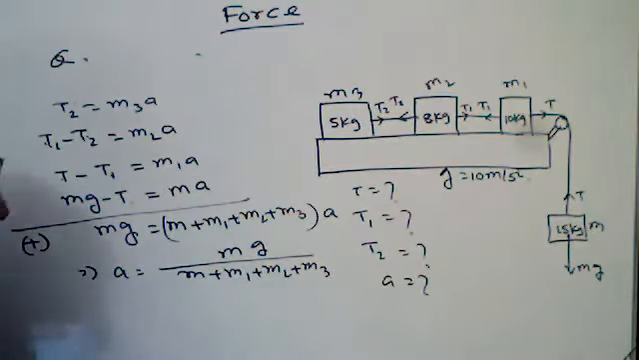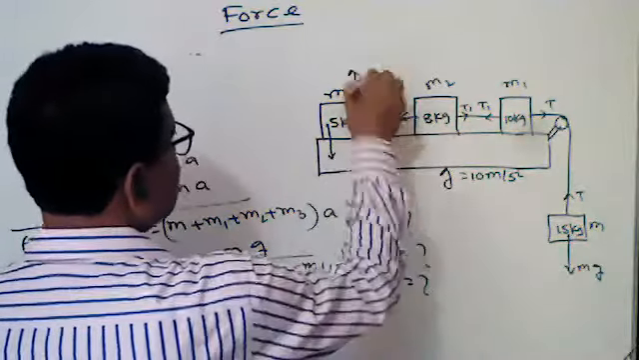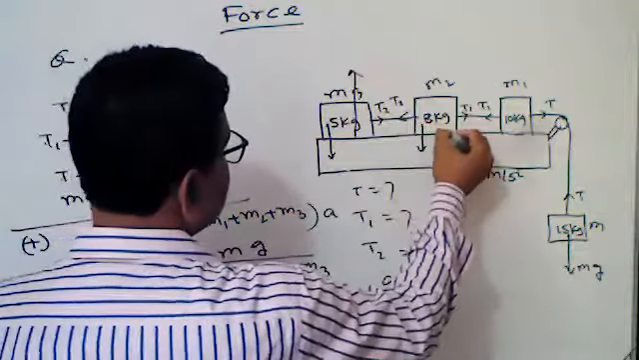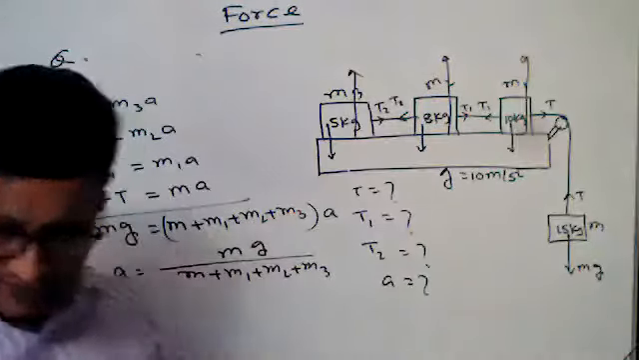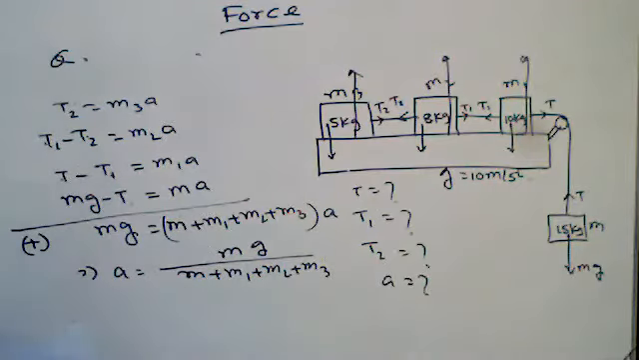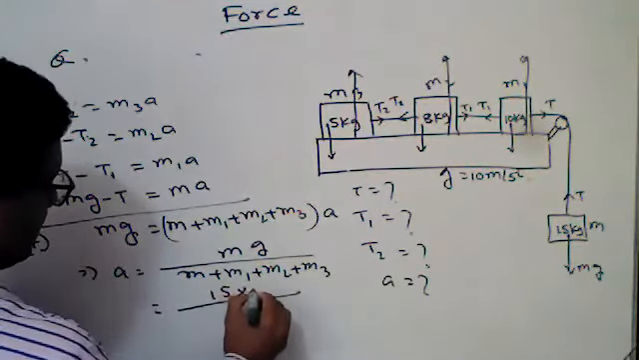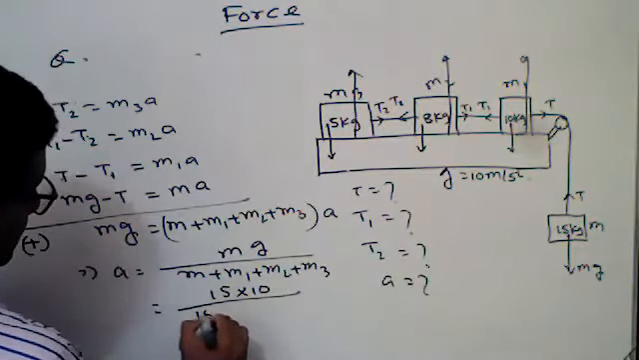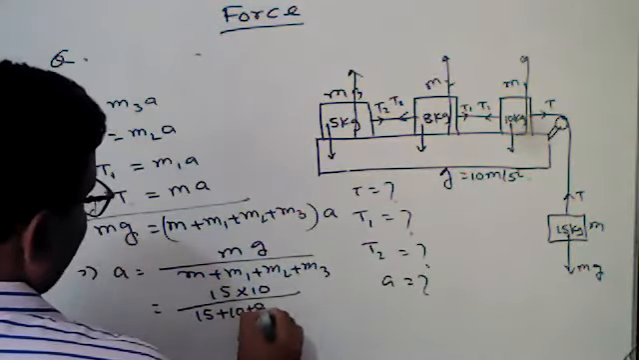You can say, sir, mg here is in this direction, but the normal reaction is in this direction. Mg in this direction, normal reaction in this direction. So there is no effect on this object, mg. So 15 into 10 by (15 plus 10 plus 8 plus 5).